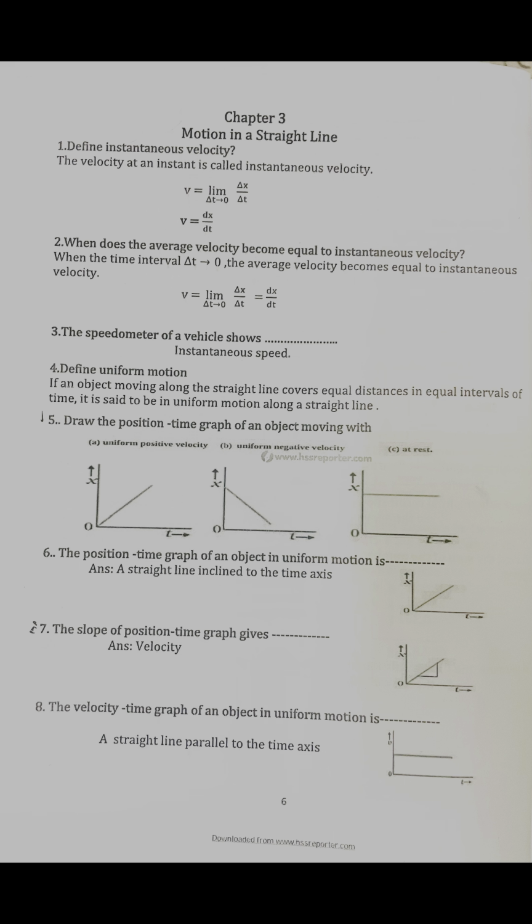And the velocity time graph of an object in uniform motion is a straight line parallel to the time axis. When we draw a graph of velocity versus time, velocity is on the y-axis and time on the x-axis. If it is a uniform motion, we get a straight line that is parallel to the x-axis. That line must be parallel to the x-axis. So that is the 8th question, and the graph is uniform motion.